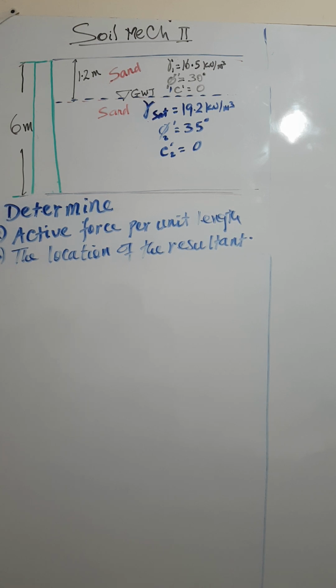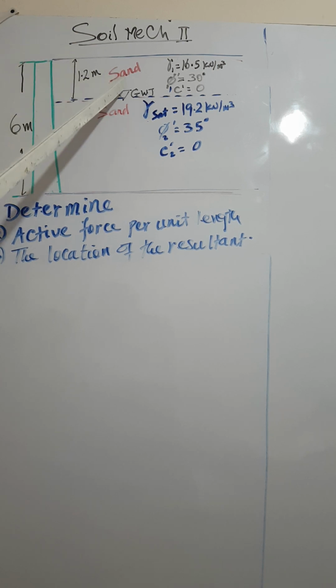Determine the active force per unit length of the wall shown. Okay, this is a wall. This is a 6 meter high retaining wall. Also determine the location of the resultant. So what supports this wall?